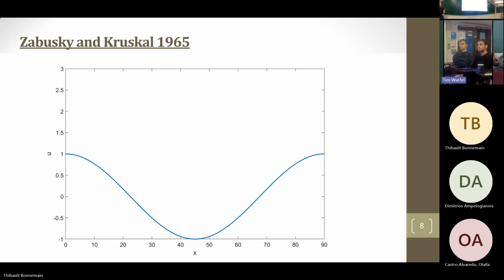Just before I talk about the integrability of KdV, I want to talk a little bit about this old paper by Zabusky and Kruskal.